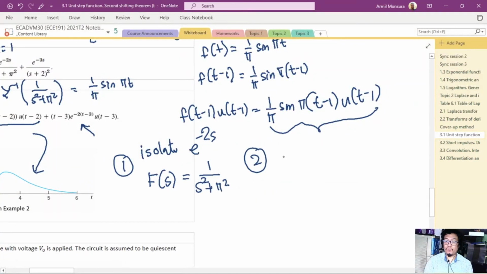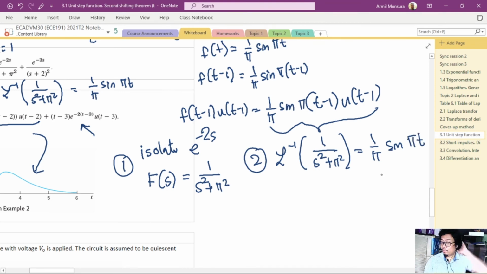Number 2, find the inverse of F of s. So let us find the inverse of 1 over s squared plus pi squared, which should give you 1 over pi sine of pi t. I would like you to verify why it became 1 over pi sine of pi t. This inverse is consistent with what table 6.1 requires.